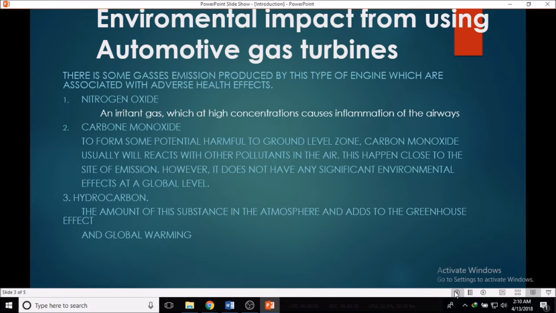Second is carbon monoxide. To form some potentially harmful ground level ozone, carbon monoxide usually will react with other pollutants in the air. This happens close to the site of emissions. However, it does not have any significant environmental effect at a global level. Third is hydrocarbon. The amount of this substance in the atmosphere adds to the greenhouse effect and global warming. Thank you.